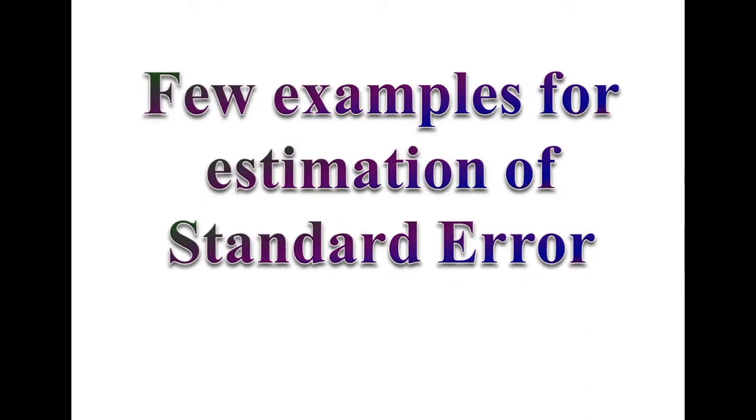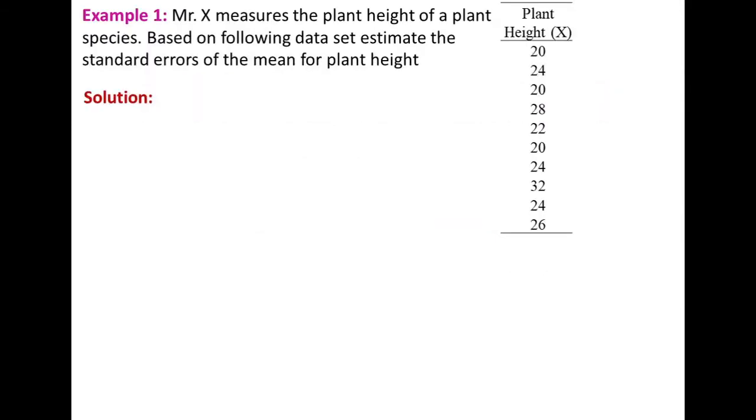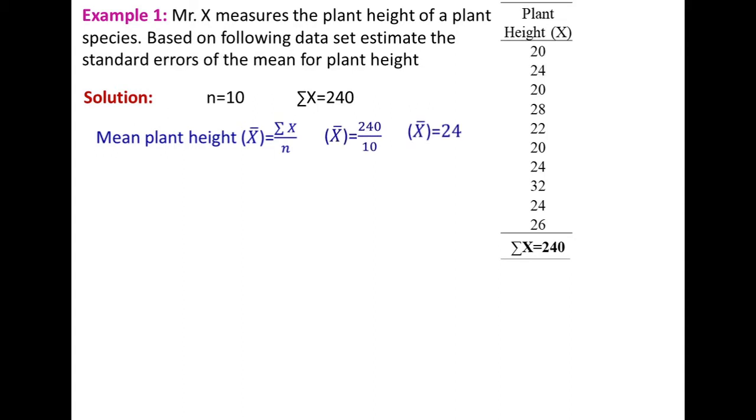Now let's take some examples for estimation of standard error. In example 1, Mr. X measured the plant height of a plant species. Based on the following data set, we have to estimate the standard error of the mean for plant height. First of all, we must know the total number of observations, or n, that is 10 over here, and the summation x for this will be 240. Now we can calculate the mean plant height by using the formula summation x over n, and for this example this is 24.